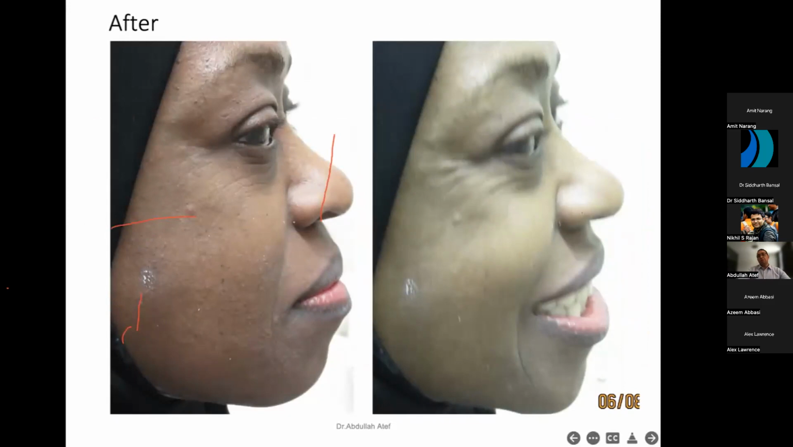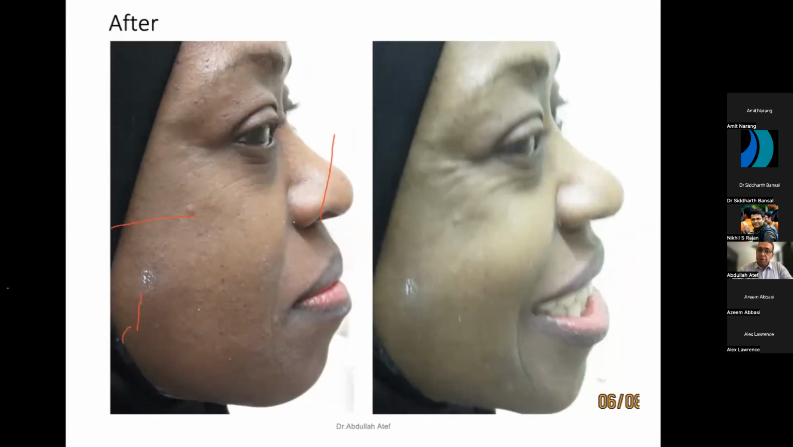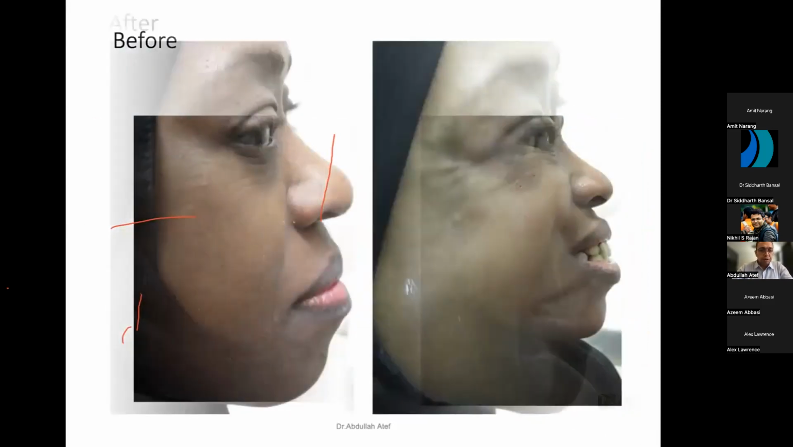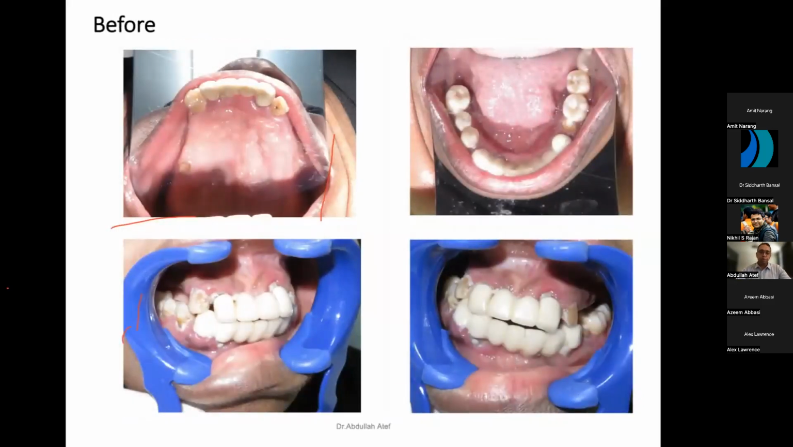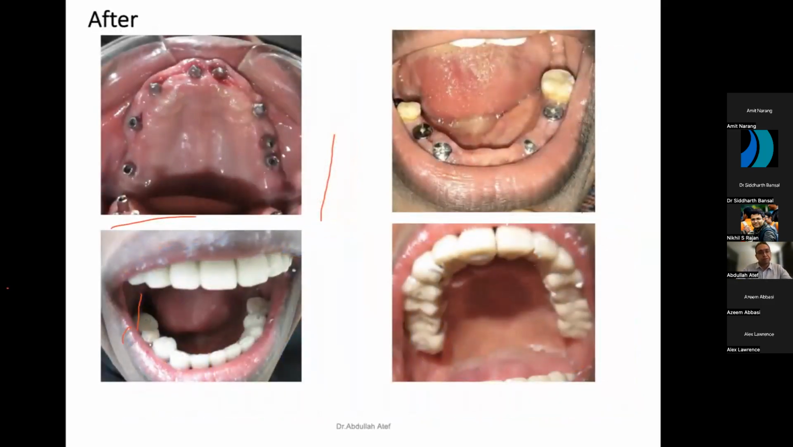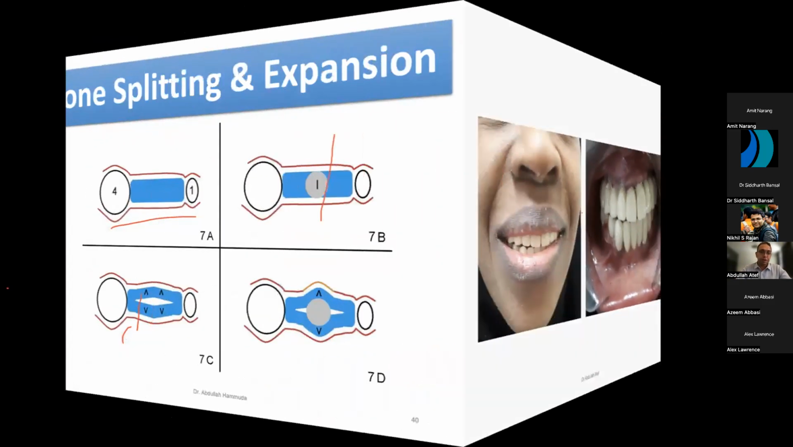Here is completely different. The profile before and the profile after is completely different. The arch form before and arch form after is completely different. And the smile is different.